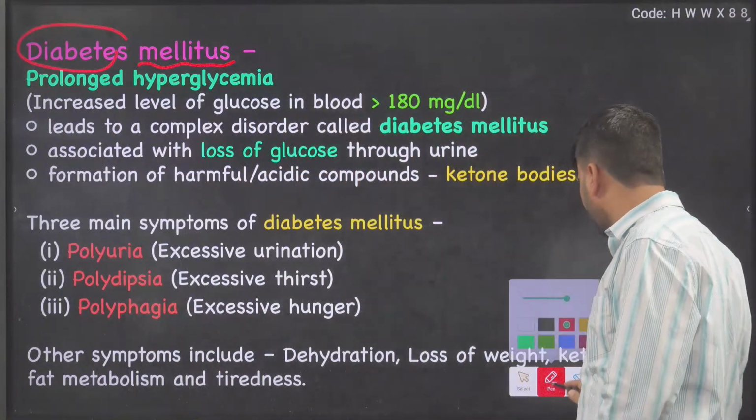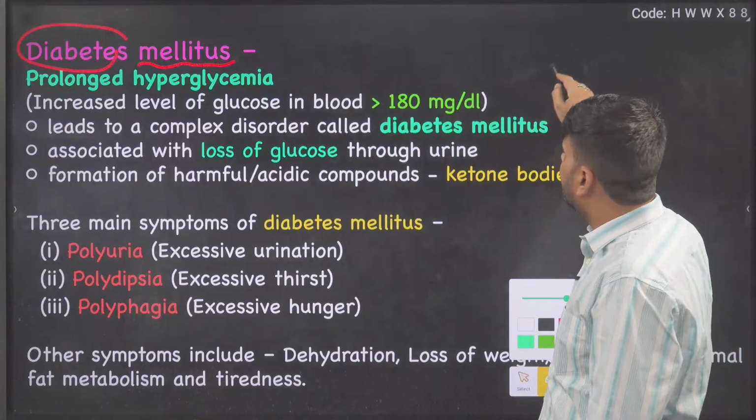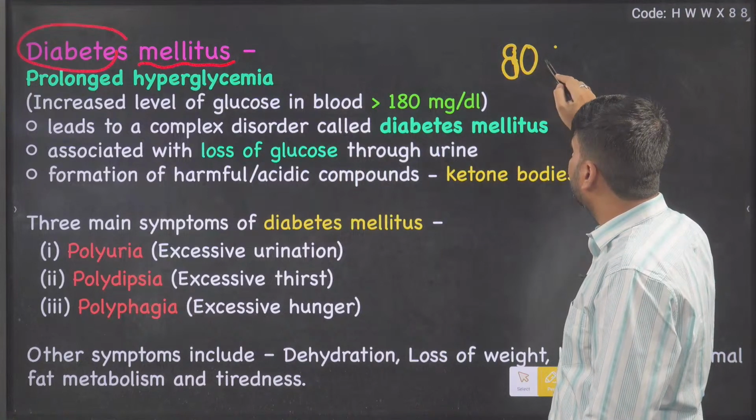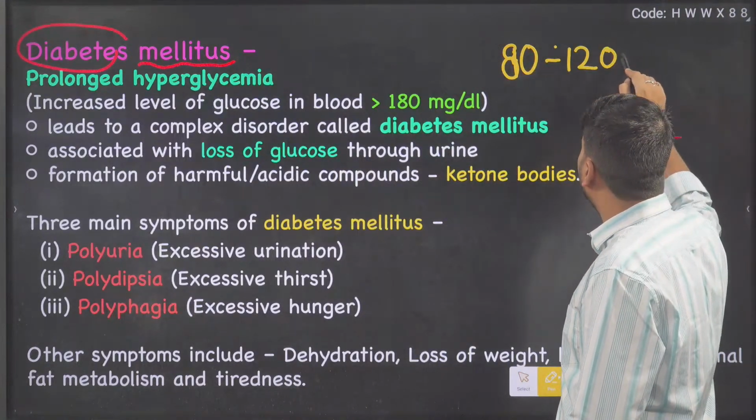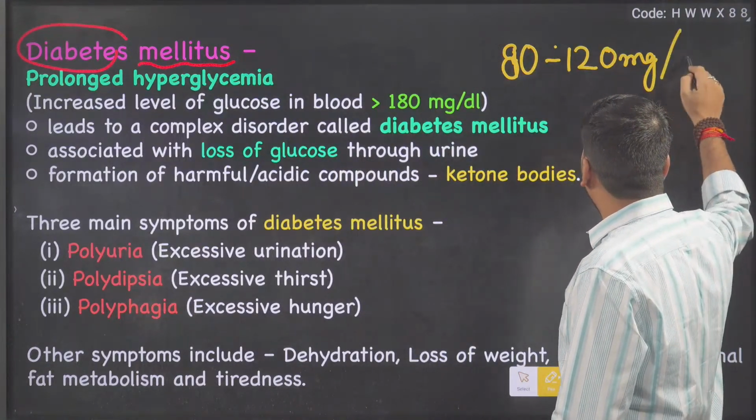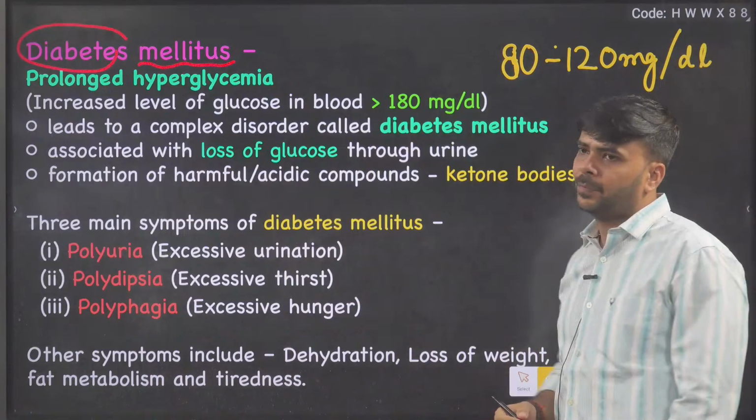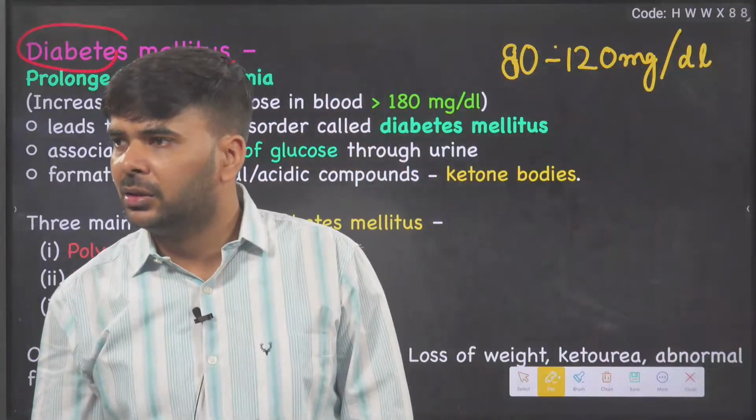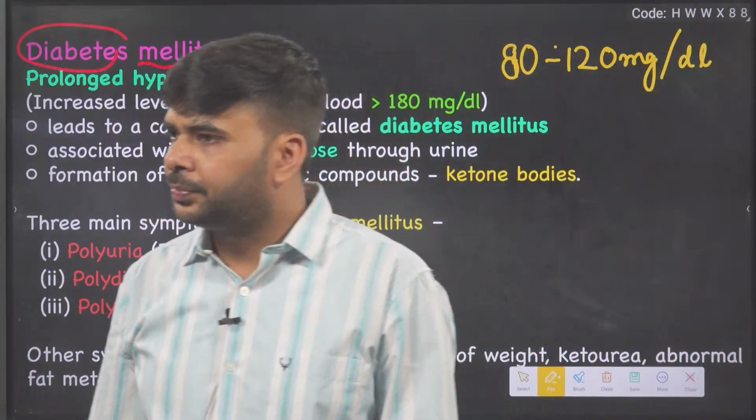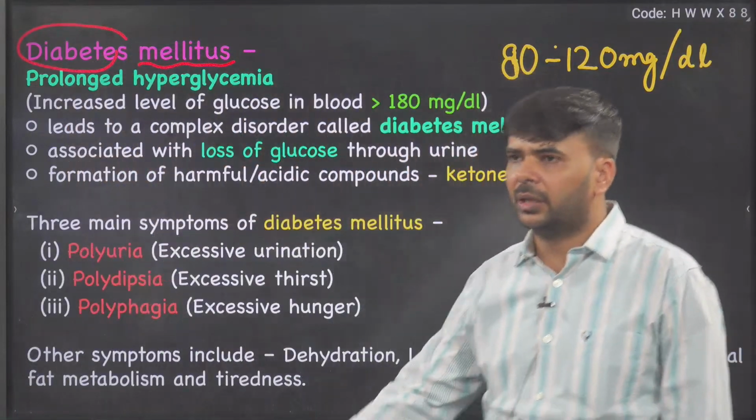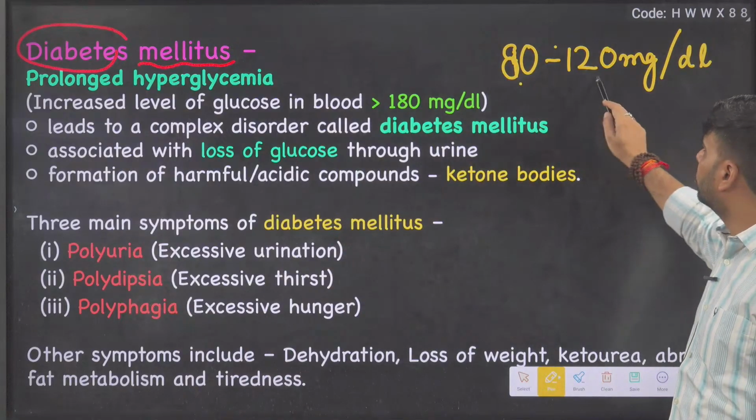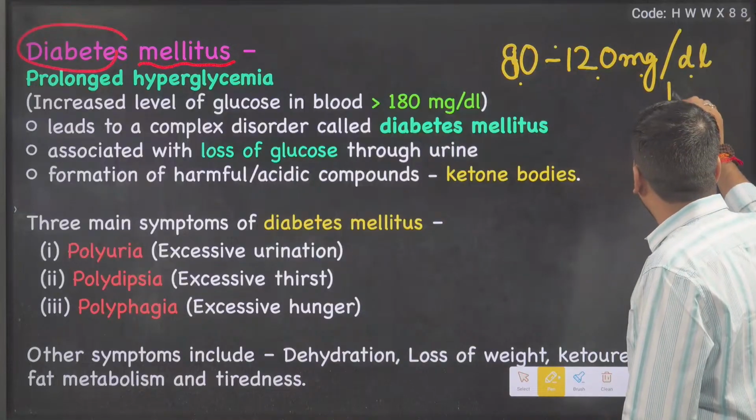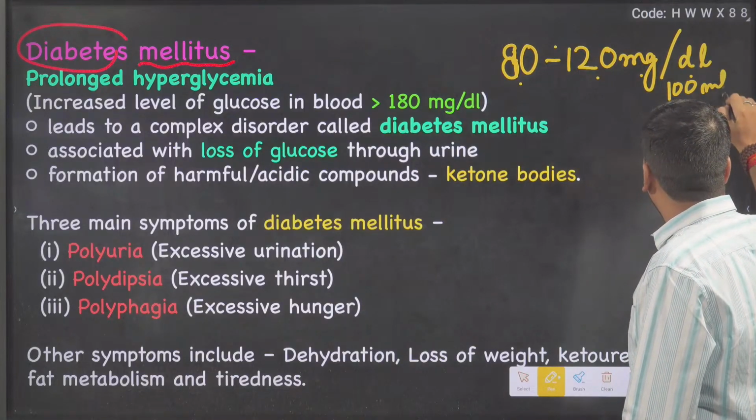Everyone, your attention is required. Our normal blood glucose is 80 to 120 mg per deciliter. Normal blood glucose, mug up this one. Okay, normal blood glucose is 80 to 120 mg per deciliter. Deciliter means 100 ml.